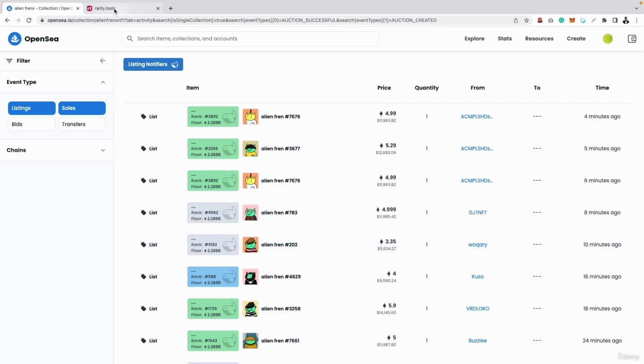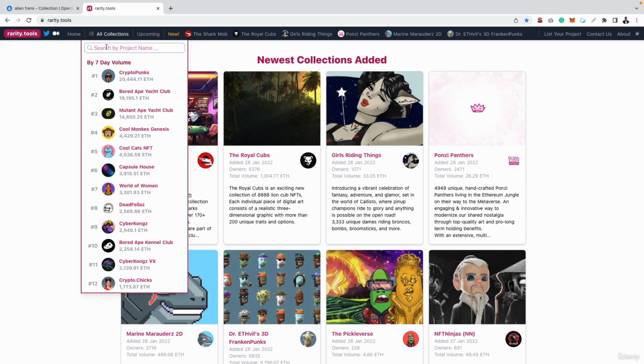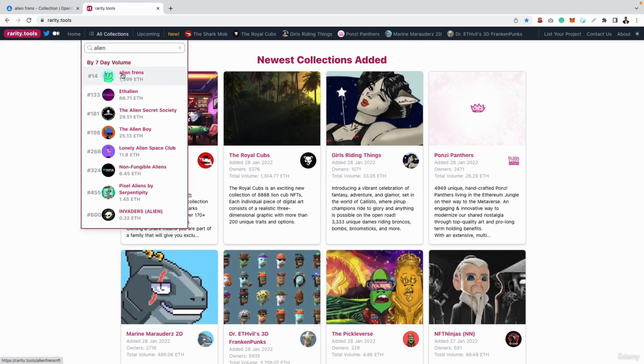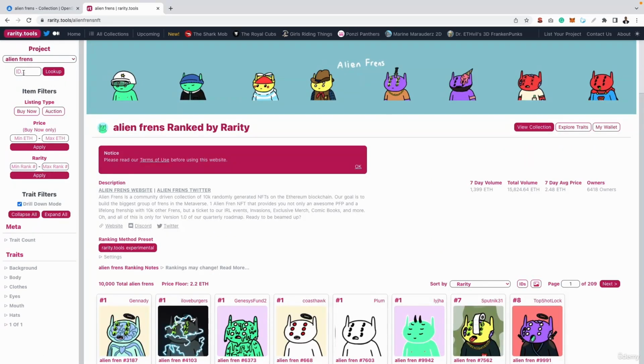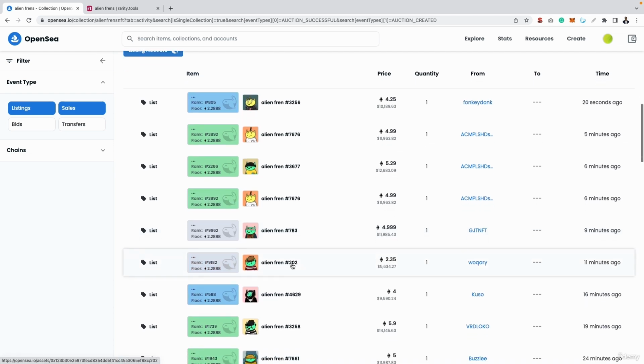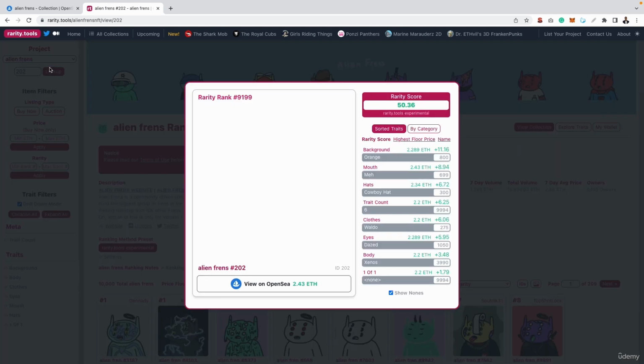But what you can actually do is go over to the website we saw earlier, rarity.tools. You can go over to all collections and then type in the name of the collection you are looking at, which is Alien Friends. And then where it says ID, enter the ID of the listing you are reviewing. In this instance, it's just moved below, it's going to be 202. So let's go for ID, type in 202 and then click look up.